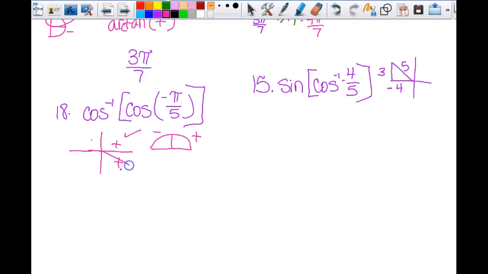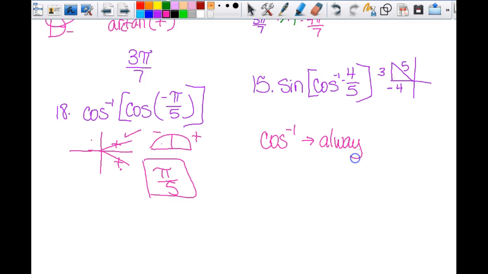So although this is negative pi fifths right here, my answers can only be first and second quadrant angles. So this right here has to be a positive pi fifths. Think about your signs, not necessarily the values. You don't know what that value is, and that's okay. And just remember, your cosine inverse answers are always positive. Cosine inverse, always positive. That's because we are looking at first and second quadrant angles, right?